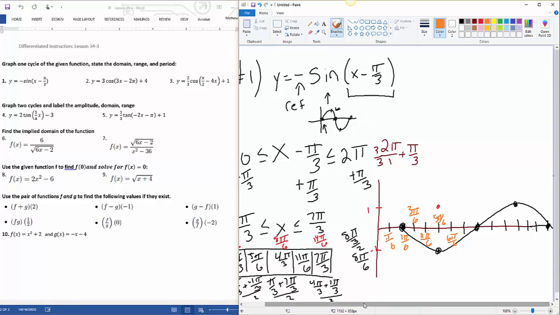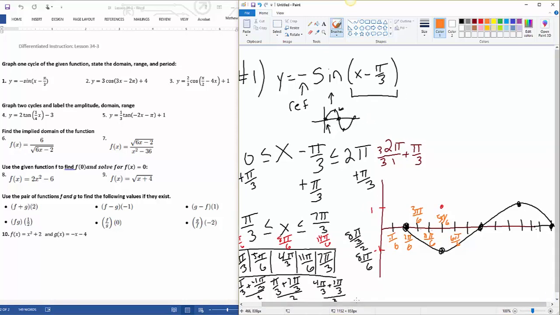Now, if I were to, let's say, describe it, I would still have to say the amplitude is 1, right? It's -1, but the negative means reflection, so you're still left with a 1. My period, that's going to be 2 pi over b. Well, there's no b. It's just 1. So my period is still 2 pi.